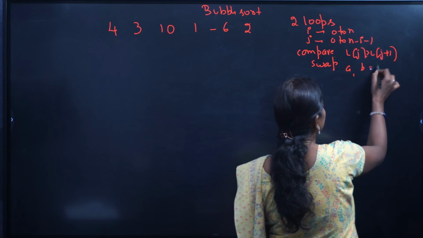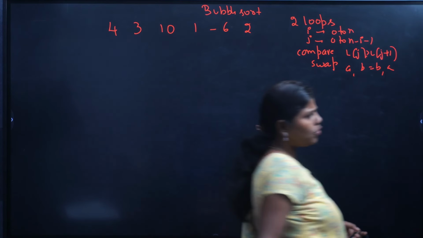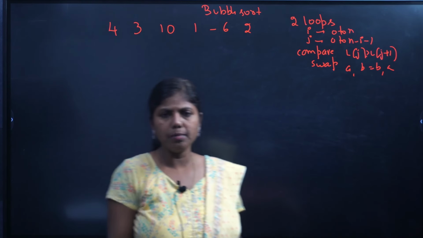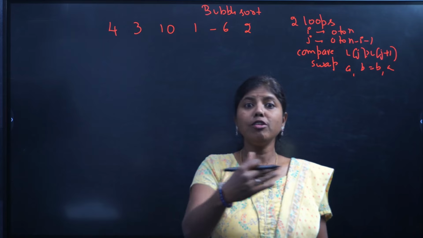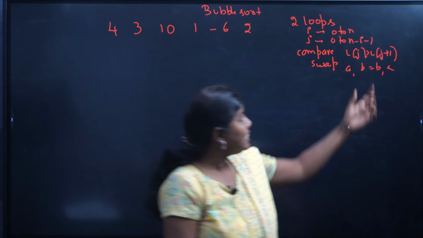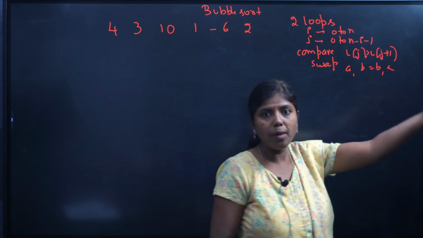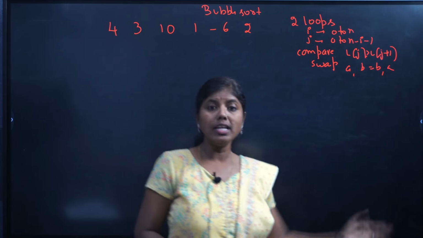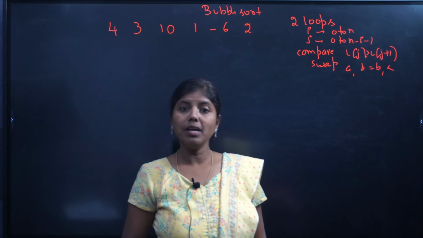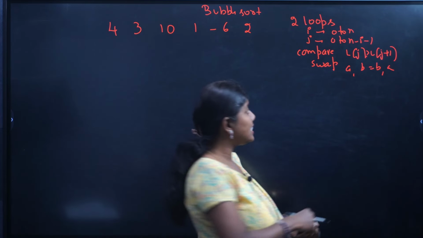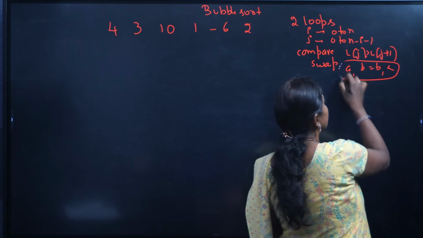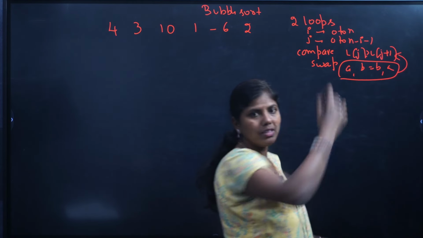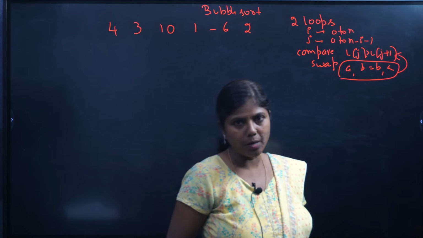Hope you know how to swap it. Just remember, students, A comma B is equal to B comma A. This is a swapping technique. These 2 numbers I'm comparing, swap it. L of J comma L of J plus 1 is equal to L of J plus 1 comma L of J. Remember this technique called swapping. You will be able to swap these 2 numbers, these 2 variables.